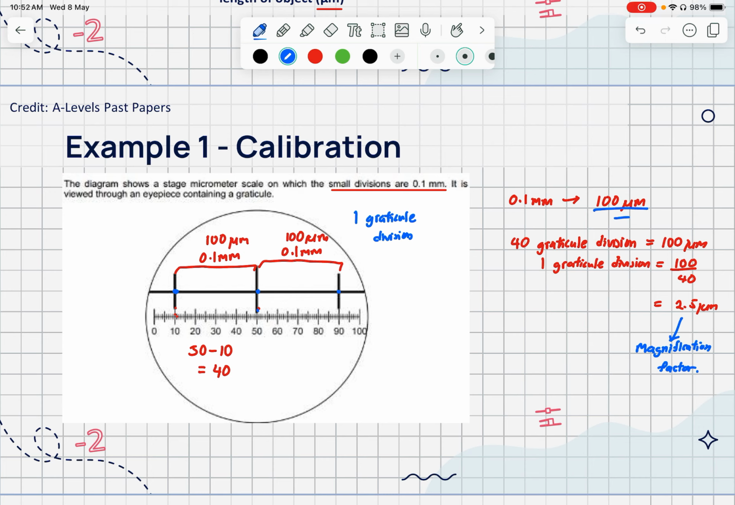And between 50 to 10, sorry, there's a difference of 40. So between this point and this point, it has 40 graticule divisions, which equals 100 micrometers. So you can see 40, I have 100. Now you do your division. You want to find what's one graticule division, so take 100 divided by 40, and you're going to get 2.5 micrometers. So this tells us that one graticule division, which is between 10 to 11, for example, is 2.5 micrometers. And that is what we also know as the magnification factor.